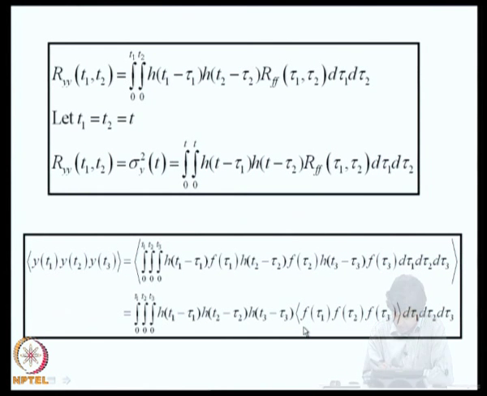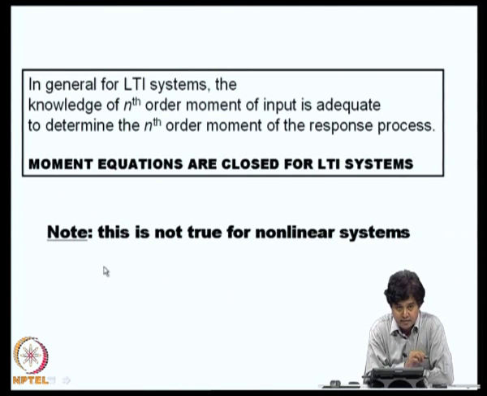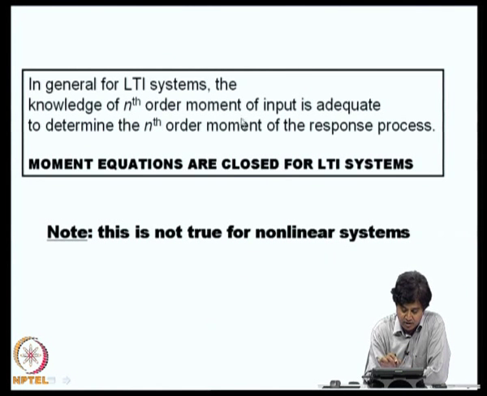So, I have in the integrand expected value of f of tau 1, f of tau 2 into f of tau 3. So, this is the third order moment of f of t. If you know the third order moment of f of t, you can derive the third order moment of the response. So, we can generalize this now and say in general for linear time invariant systems, the knowledge of nth order moment of input is adequate to determine nth order moment of the response process. This would mean the moment equations are closed for linear time invariant systems.